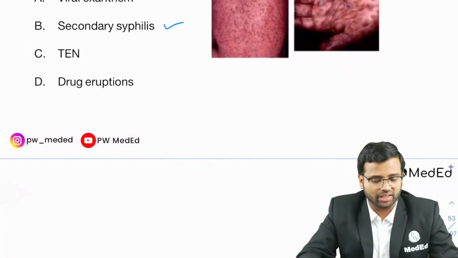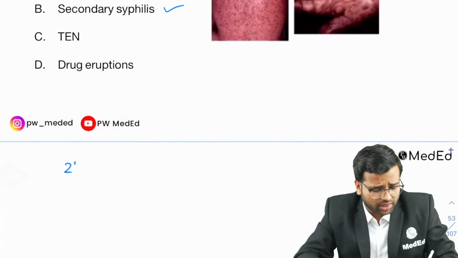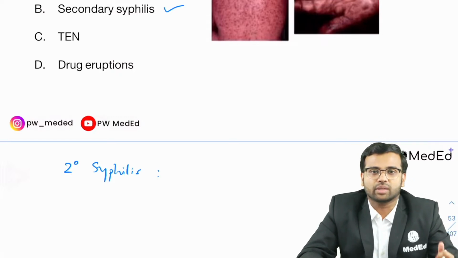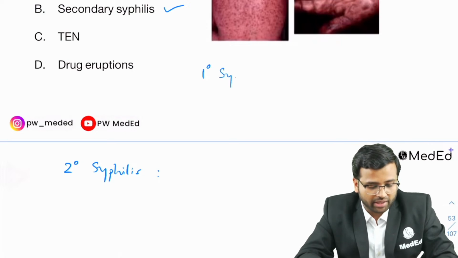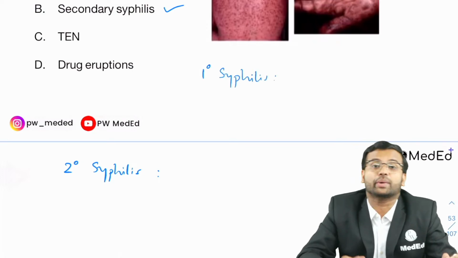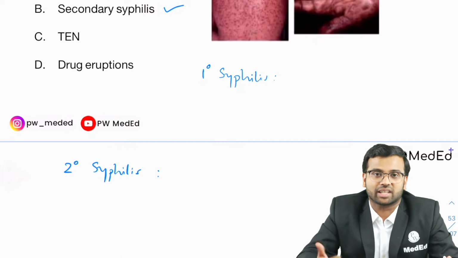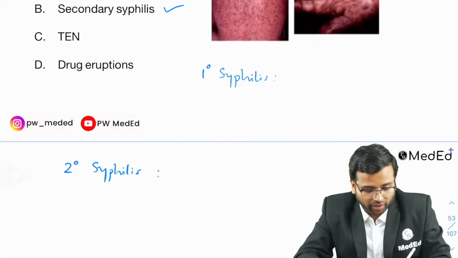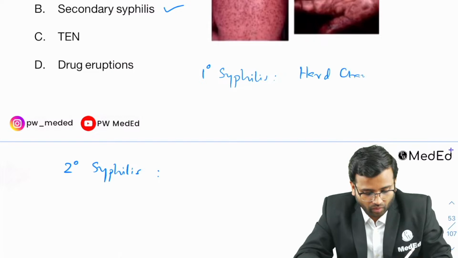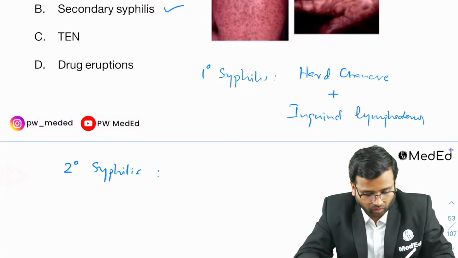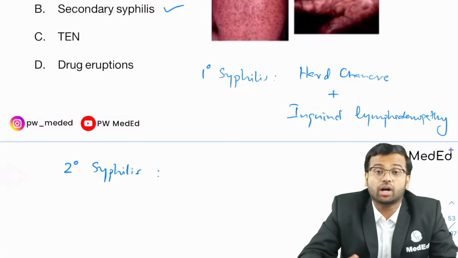Now, do you remember how you differentiate whether a patient is having primary syphilis or secondary syphilis? When it comes to primary syphilis, what clinical features do you expect? A patient may have an ulcer, that is a genital ulcer. So a patient may have a hard chancre plus inguinal lymphadenopathy, which is expected when it comes to primary syphilis.